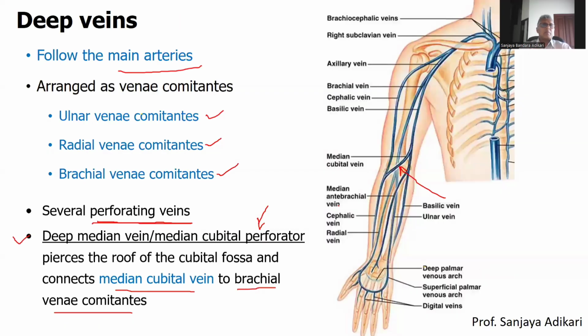And remember, all these veins in the upper limb, just like in the lower limb, have valves. They have valves directed towards the heart.